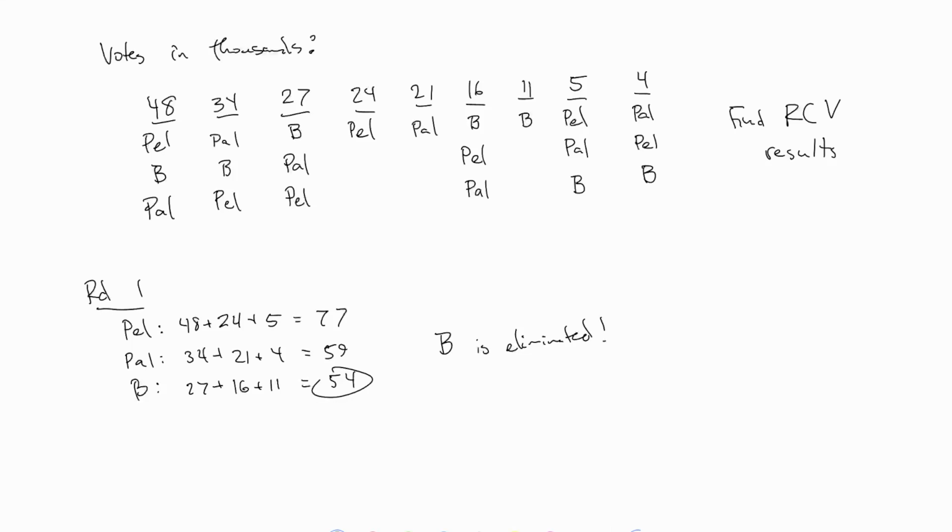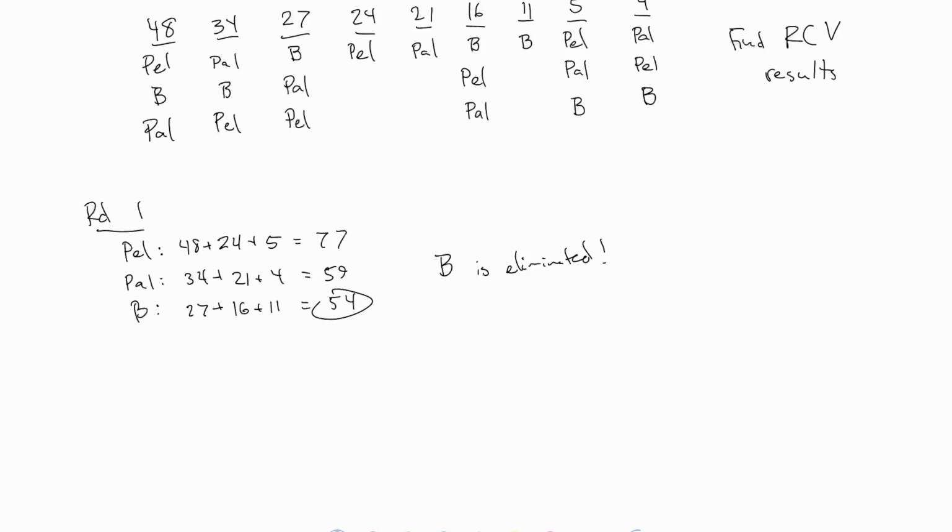And so now we're going to count these votes again, just between Palin and Peltola. This is round two. I got 48 say Peltola, Palin; 34 say Palin. Sorry, this is annoying because their names both start with P. 27 say Palin, Peltola.